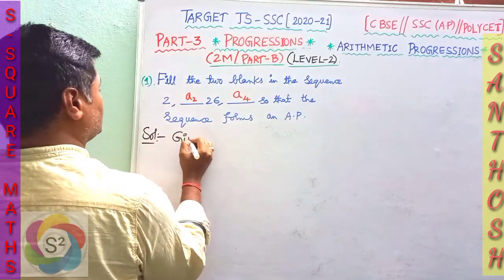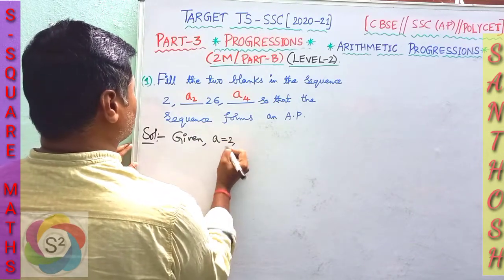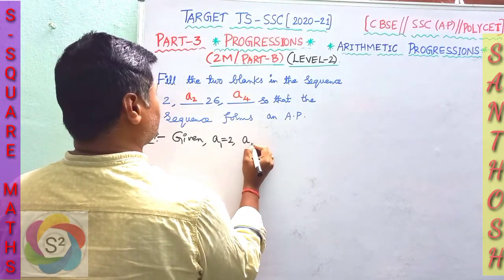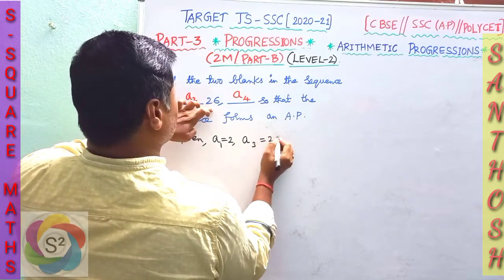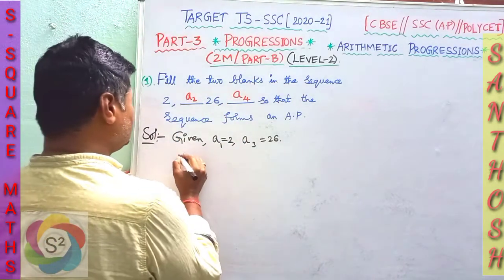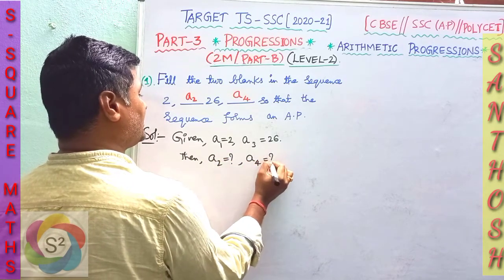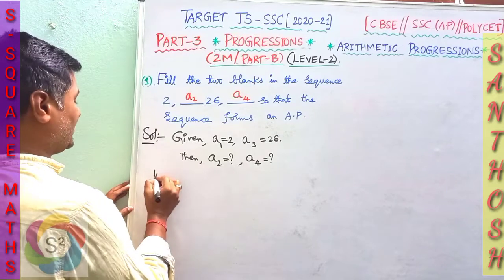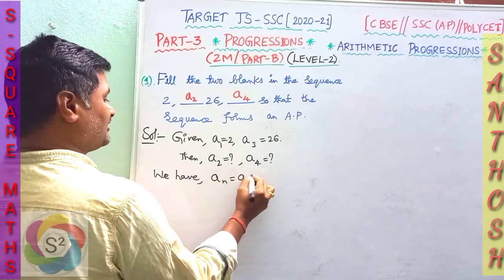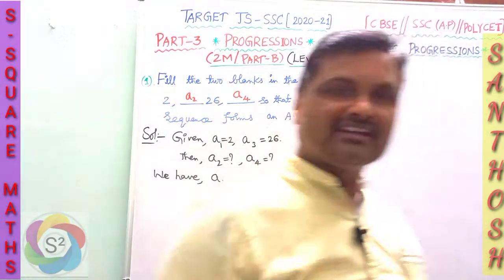So given, this is our A, nothing but the first term, our A1. Next this is A2, A3 is given as 26. So we have to determine A2 and A4, the values of A2 and the A4. So we have An is equal to A plus n minus 1 into D. So the general term.